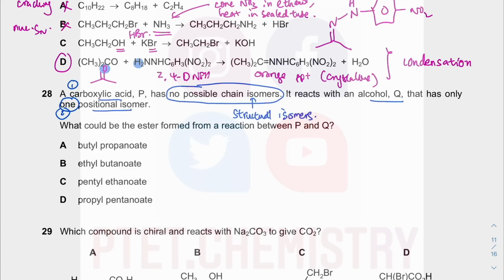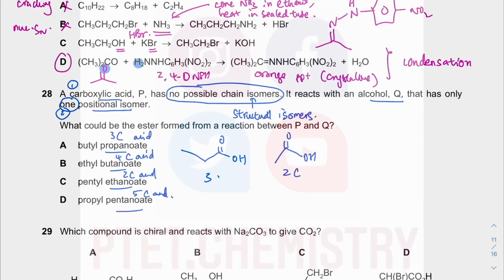If you think about the ester that could be formed, if I think about the carboxylic acid, so this is a 3 carbon, this is a 4 carbon acid, this is a 2 carbon acid, this is a 5 carbon acid. If I have 2 carbon, there is no chain isomer. If I have 3 carbon, I cannot have a chain isomer as well. Chain isomer means I can branch it out. So 2 carbon and 3 carbon acid is fine.